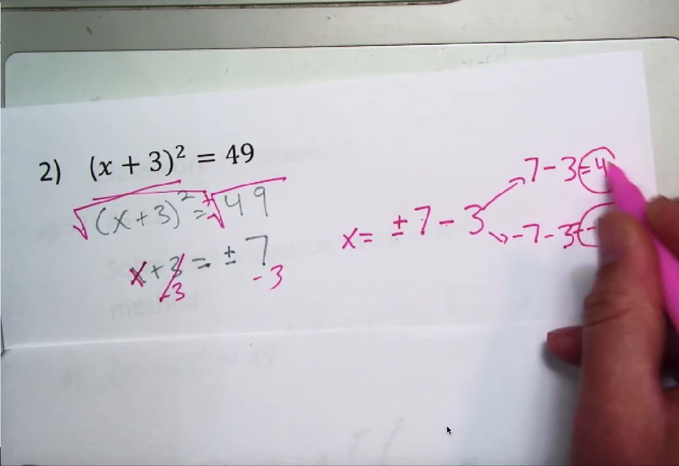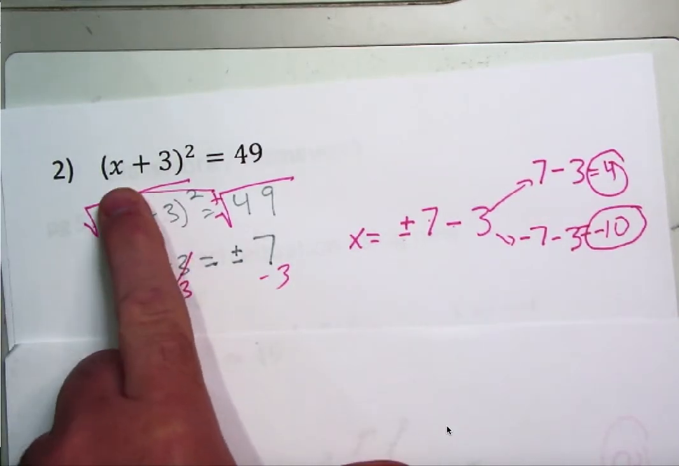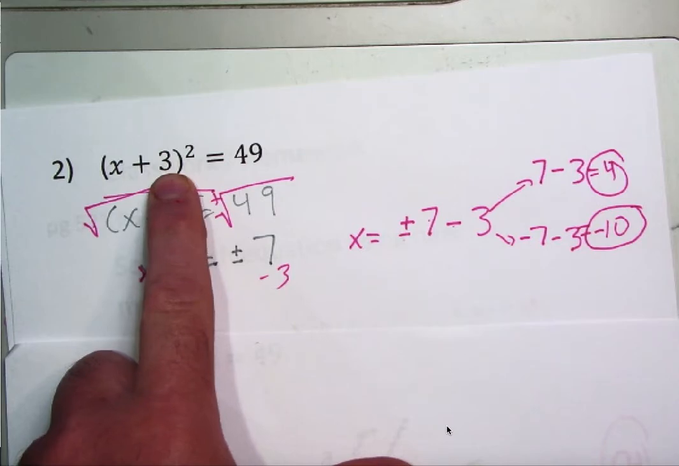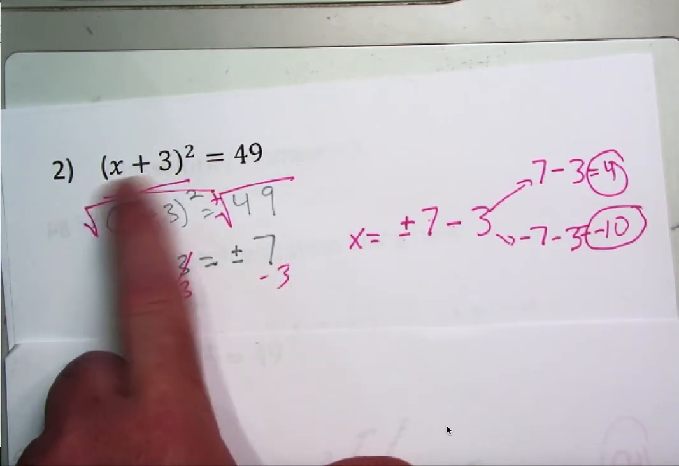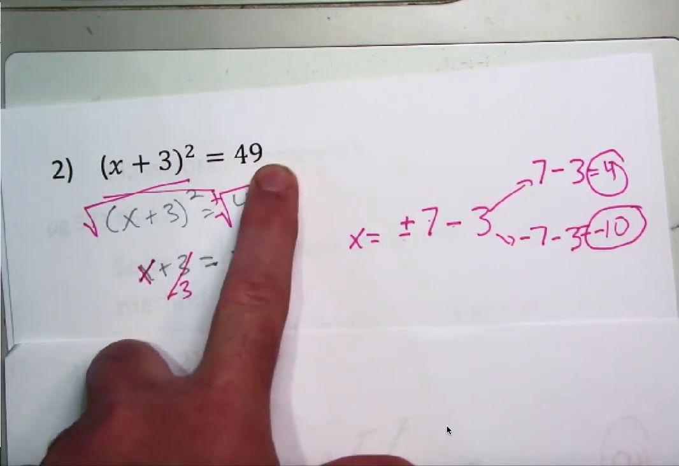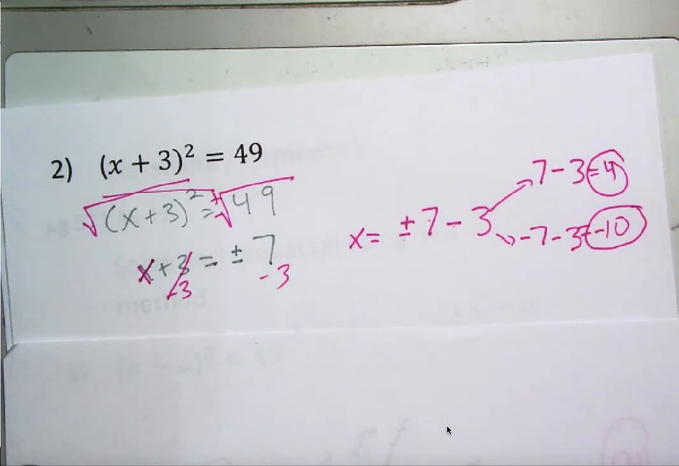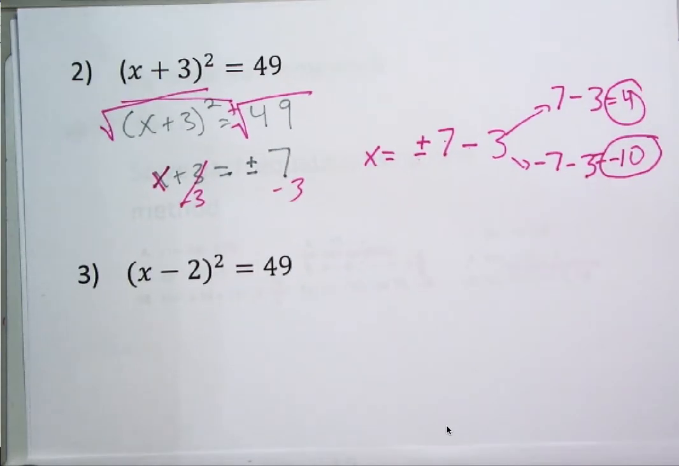Okay, so we solved this in this method. We found that x equals 4 or x equals negative 10. And check it out. 4 plus 3 is 7. 7 squared is 49. Negative 10 plus 3 is negative 7. Negative 7 squared is 49. Cool. So we'll do another one. Maybe you want to pause this one and try on your own.